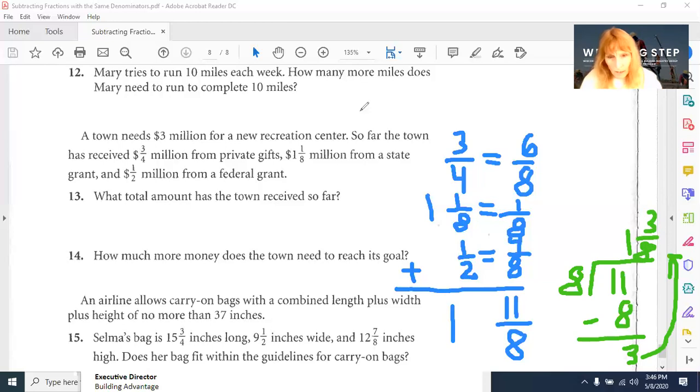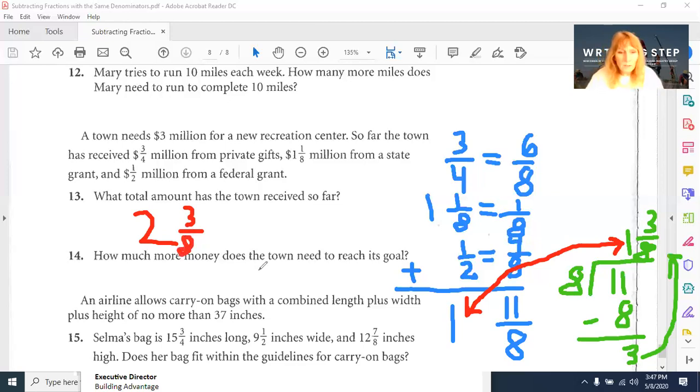Notice how I have a 1 and a 1, right? So I have to combine my two whole numbers now. So 1 plus 1 becomes 2. So the total amount is going to be 2. And what fractional part is left? 3/8, right? So the total amount the town has received so far is 2 3/8.